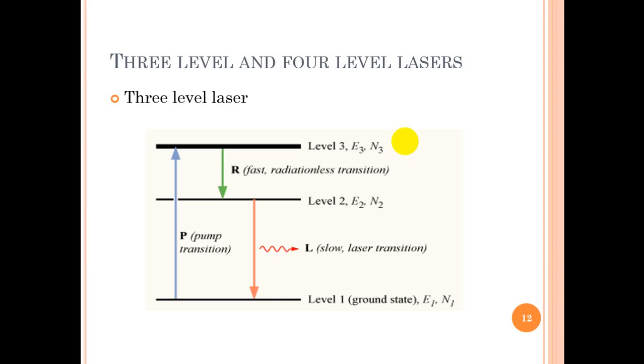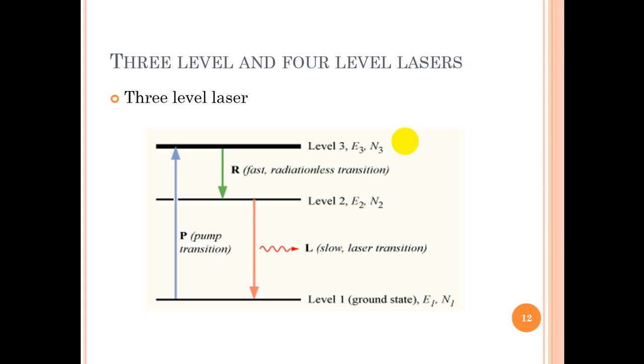Thus the population of atoms becomes more in E2 as compared to E1. The stimulated emission occurs between E2 and E1, producing laser. Here E2 is known as the upper laser level and E1 is known as the lower laser level. An example of a three-level laser is a ruby laser.